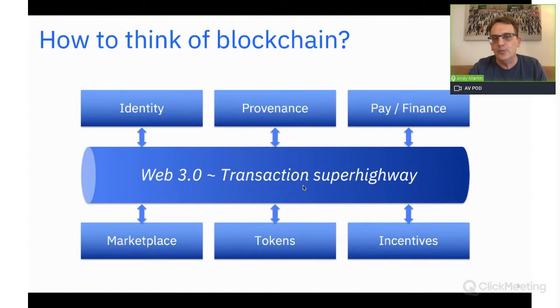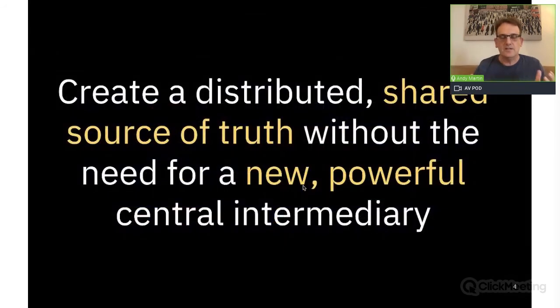Now, if we look at the problem that we've fixed, we have created a distributed, shared source of the truth where everyone can go to see what's going on without the need for a new, powerful central intermediary. Now, that's the critical bit. There's nobody in the middle that is creating this shared, distributed view of the truth.